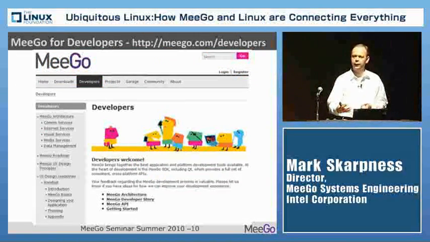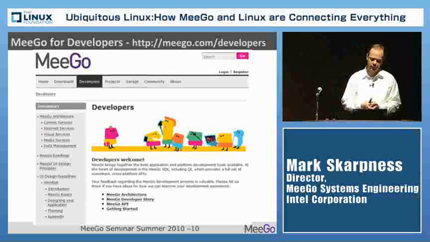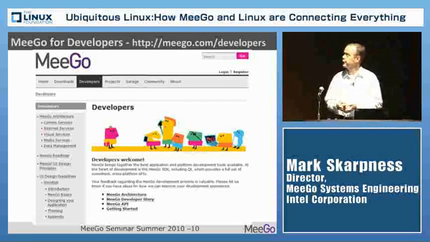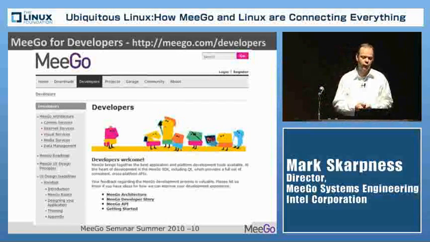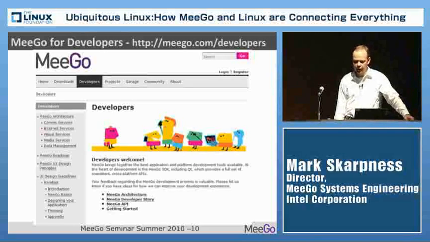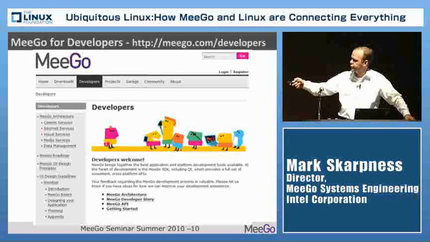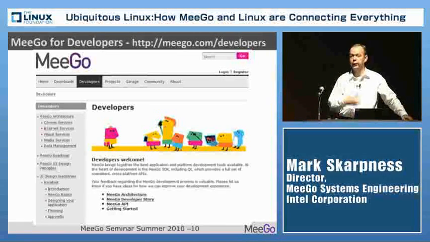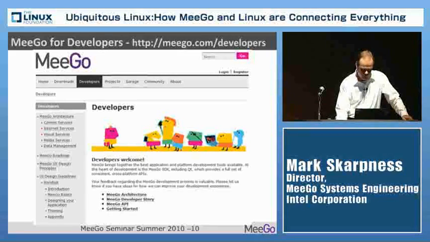So I want to talk now a little bit more about what's available if you're an application developer and you want to develop on MeeGo. This is the place that you should start: MeeGo.com/developers. You'll find a lot of information about the MeeGo architecture and more details on the API and how you can get started. You can also download the SDK from this webpage.